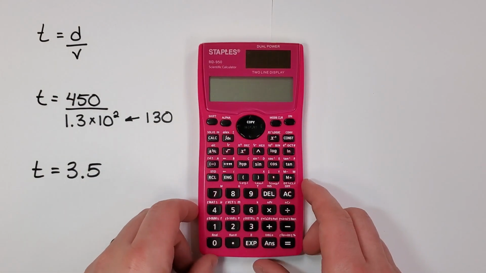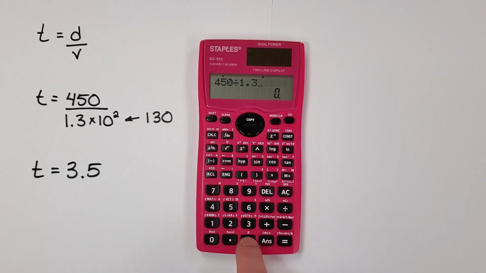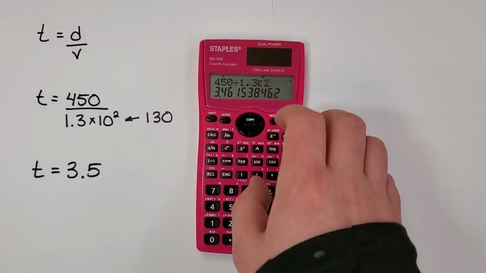Here we have just kind of a Staples brand calculator. So when I turn this on, if I want to do this calculation, I don't see an EE button, but I do see EXP. That EXP means times 10 to the power of. So 450 divided by 1.3 times 10 to the power of. See, they're using the E, the same thing as the Texas Instruments. And then to the power of 2. 1.3 times 10 to the power of 2. So it should be 3.46, which we've rounded to 3.5.